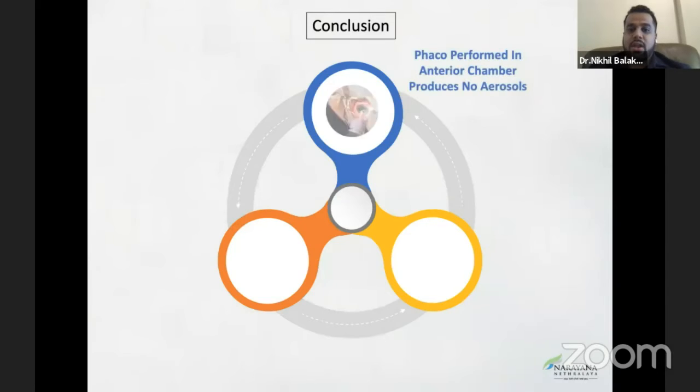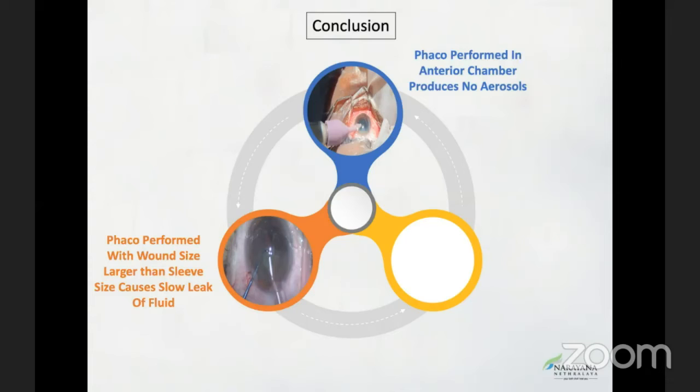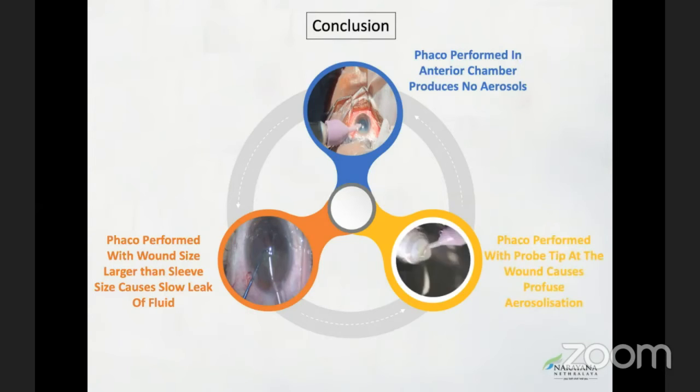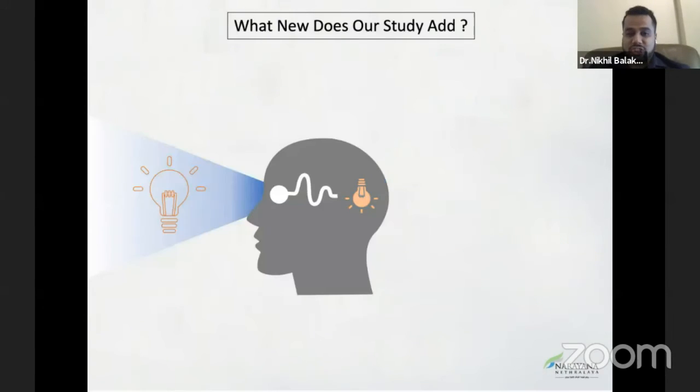So in conclusion, we found that phaco performed in the anterior chamber produces no aerosols whatsoever. A phaco performed with a wound size larger than the sleeve size can cause slow leak of fluid, which trickles down, but there is no aerosolization. And a phaco performed with the phaco probe tip at the wound causes profuse aerosolization.